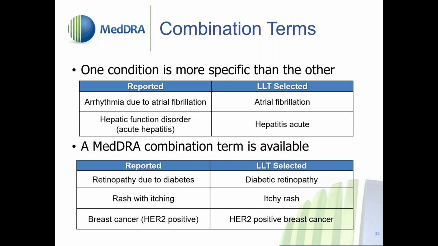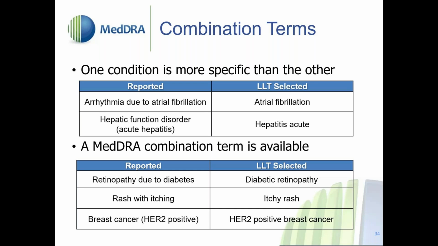Again, with hepatic function disorder, but the reporter put in parentheses acute hepatitis. Well, the acute hepatitis is a specific type of hepatic function disorder, so you want to be as specific as possible, and that's all you need to code.